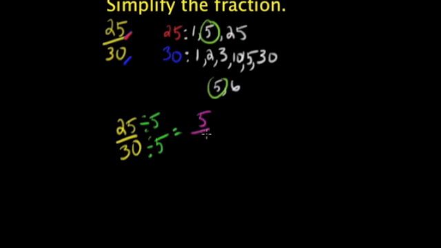And so 25 divided by 5 is going to be 5. And 30 divided by 5 is going to be 6. So that is our simplified fraction. So 25/30ths simplified is going to be 5/6. So let's look at another example here, okay? So let's go ahead and write our new fraction.